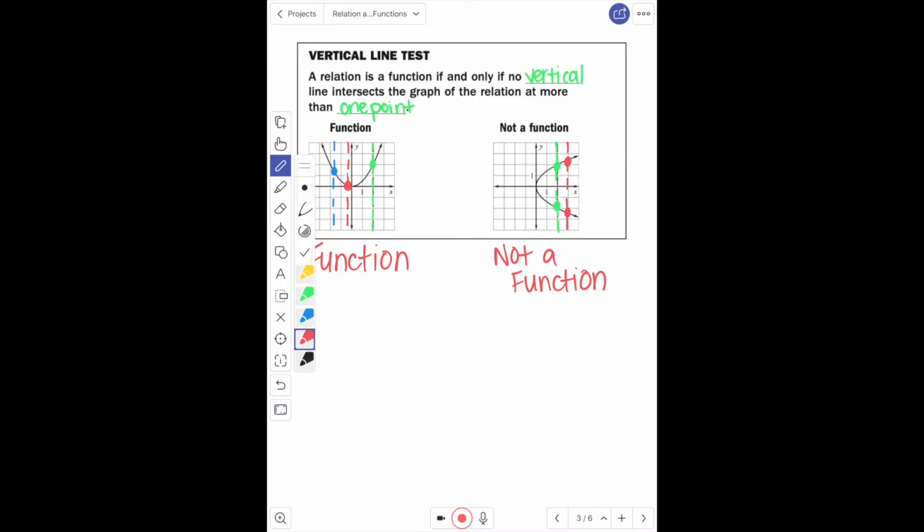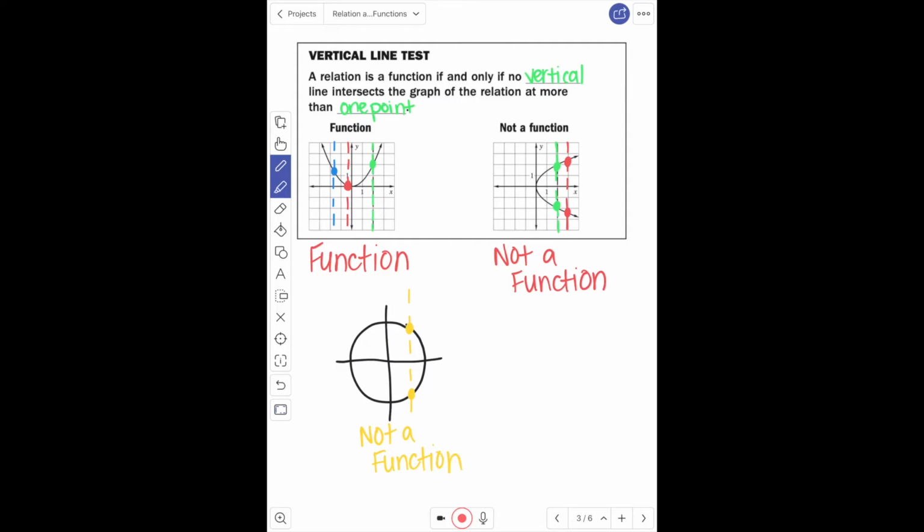All right, so another example. If I have this circle graph, this is not a function, and the reason it's not a function is because I can intersect it twice. So this is not a function.